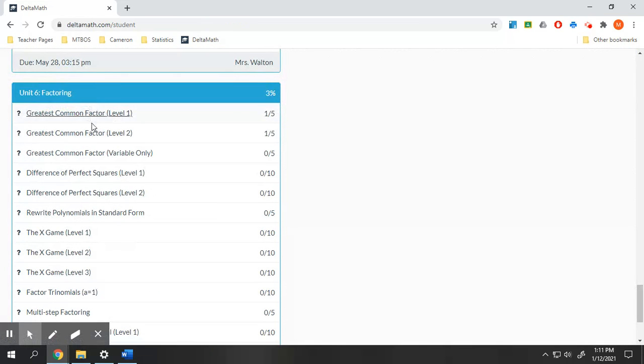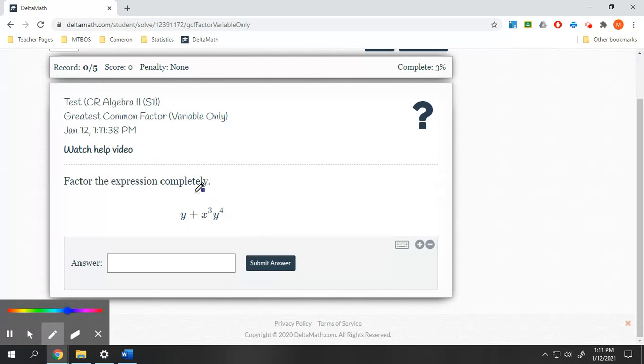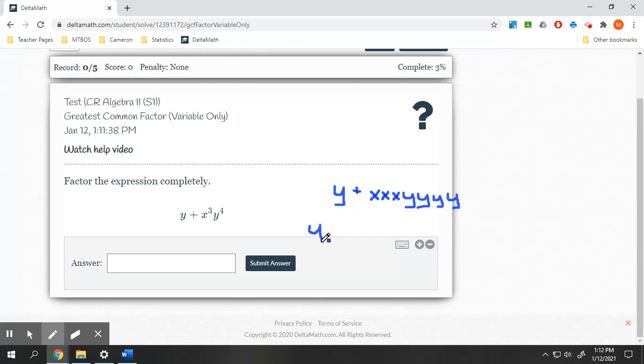All right, last type, greatest common factor, variable only. Oh boy. Now some of you guys might see this and you're like, oh boy, we don't really have numbers here. We simply have variables. Well, think about this. I have y plus x cubed. Think about that. This is 3 x's, y to the 4th, 1, 2, 3, 4. And what do these have in common? Well, both of these have a y in common.